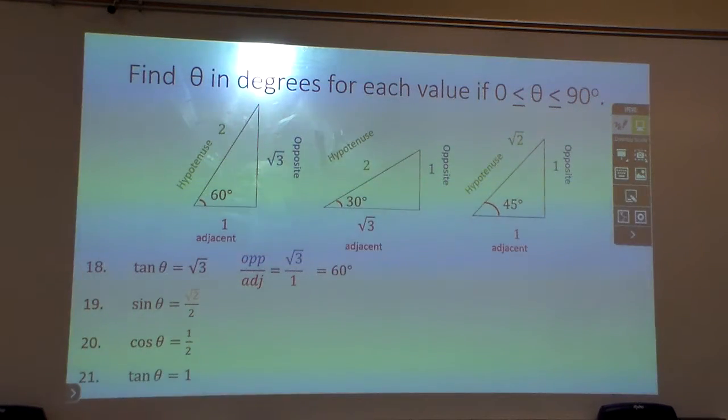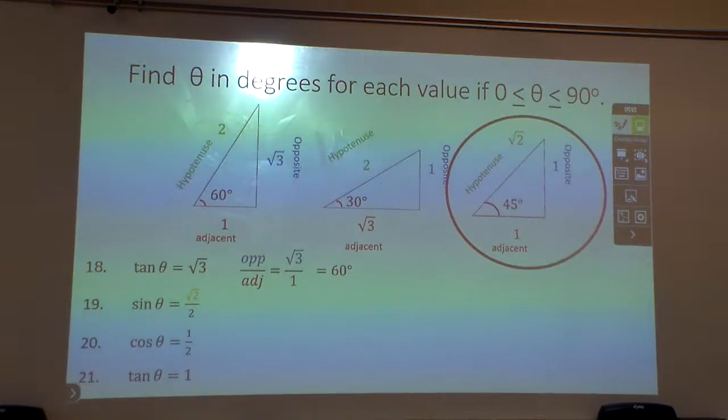For sine, I know it's opposite over hypotenuse, but I also know this. What is the only one of these triangles that has a square root of 2 in it? Is the what? 45. So I know the answer is going to be 45 because it's the only one with a square root of 2. And technically it's 1 over square root of 2, but when you rationalize it becomes what you see right there.